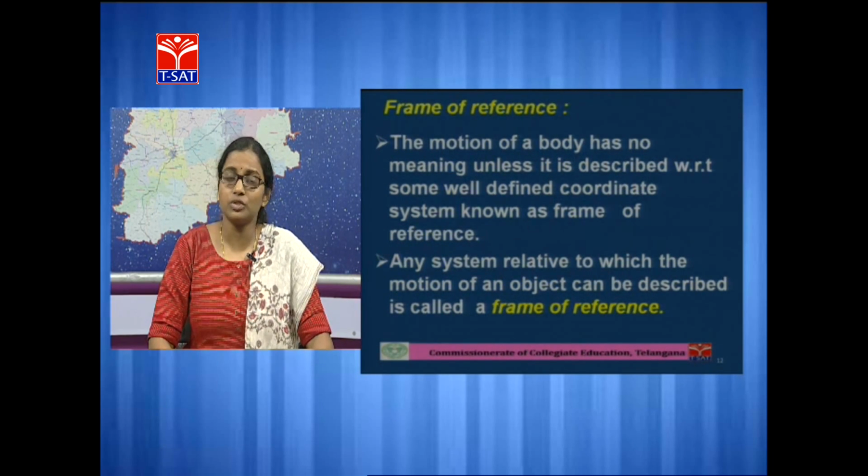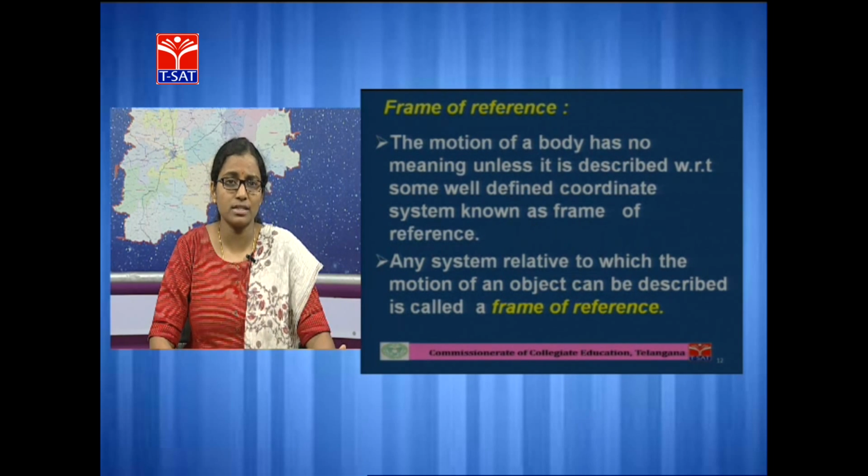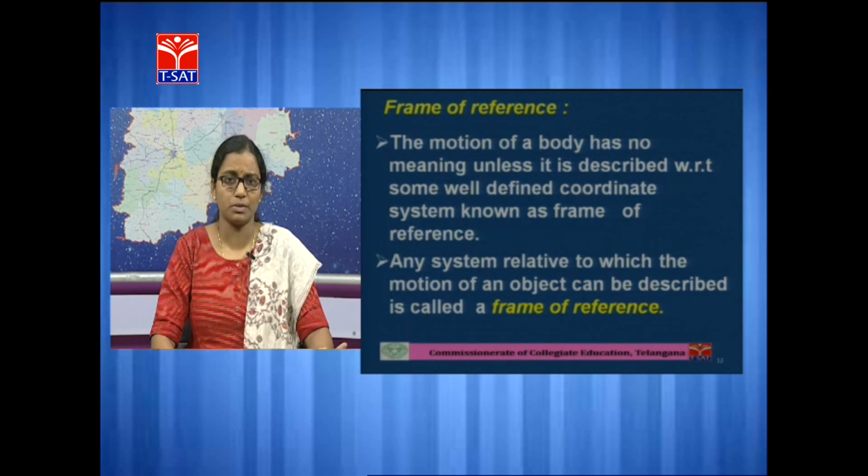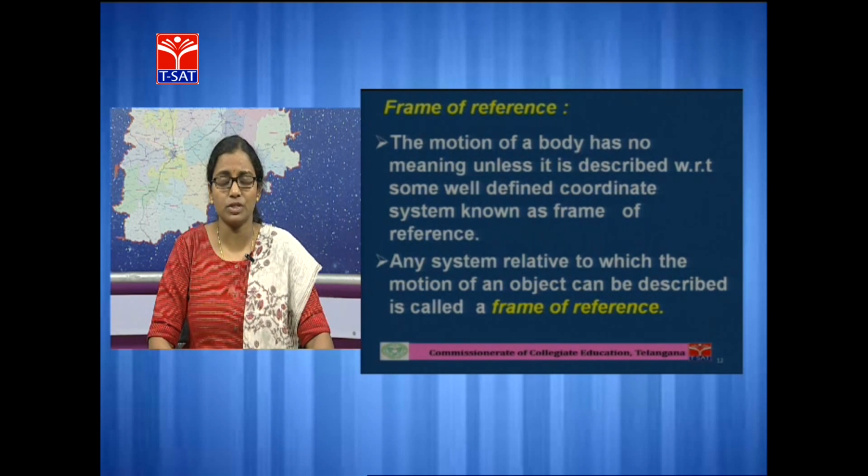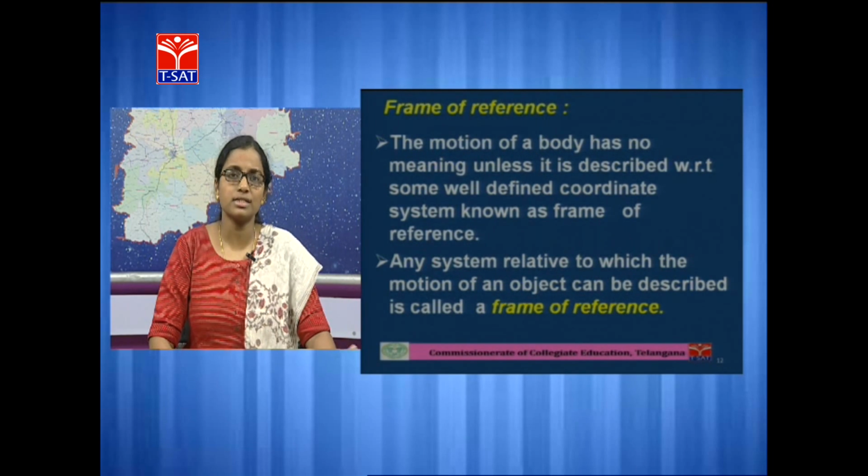Similarly, we need to have a reference frame from which we can know the motion of a body. The motion of a body has no meaning unless it is described with respect to some well-defined coordinate system. The coordinate system which describes the motion of a body is named the frame of reference. Any system relative to which the motion of an object can be described is called a frame of reference.